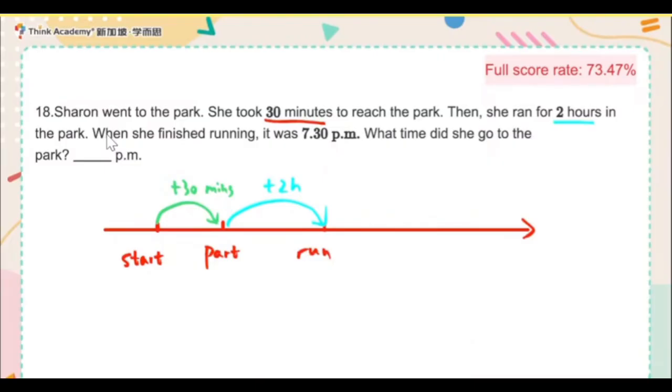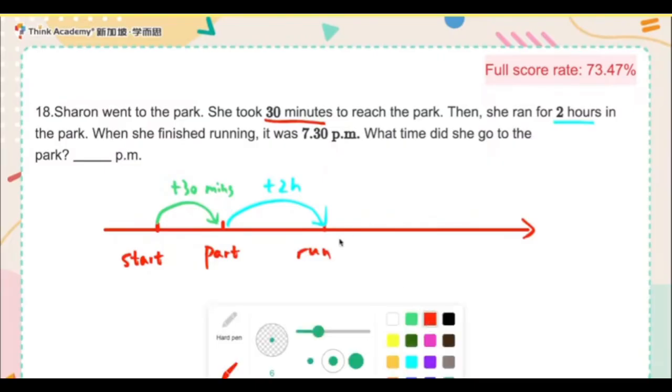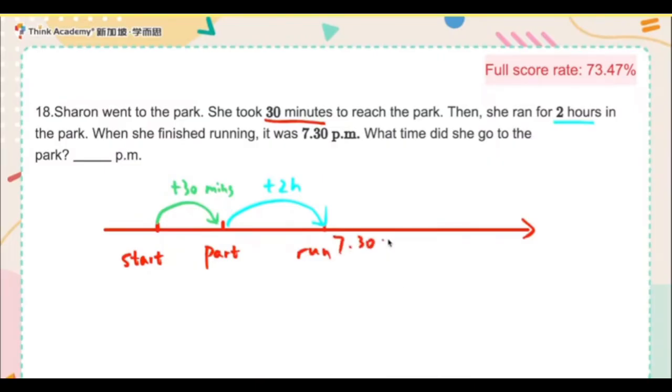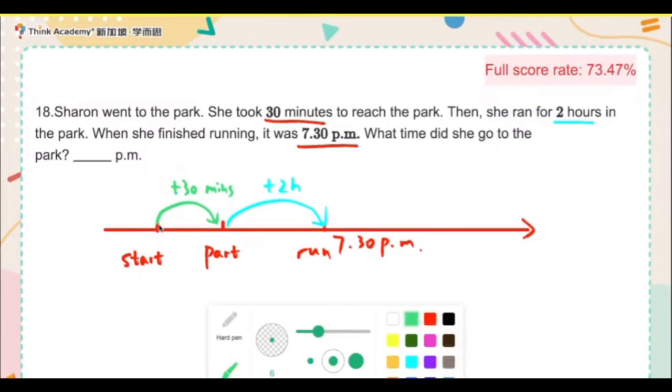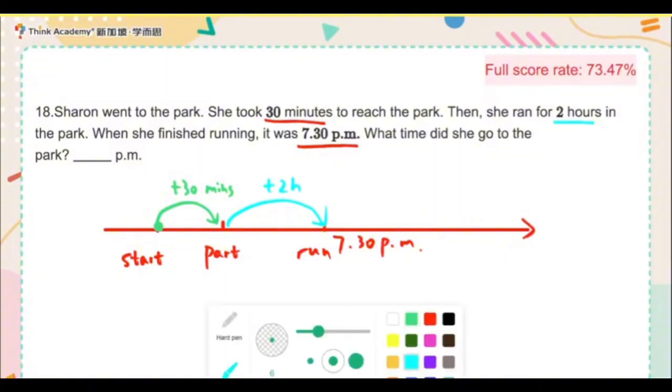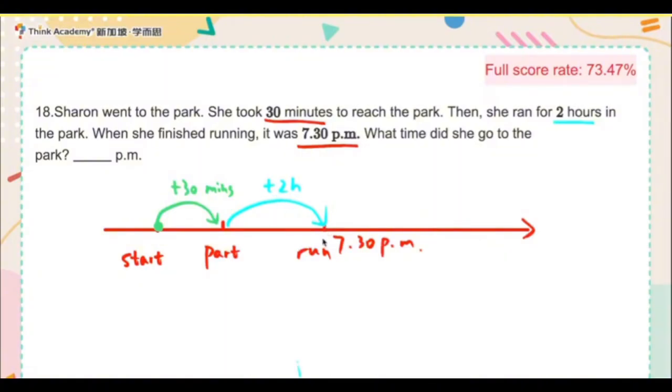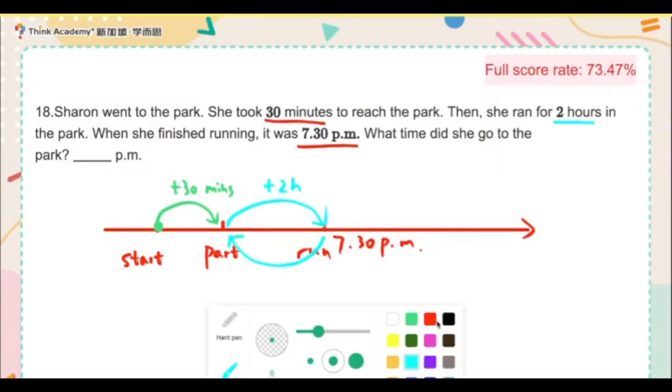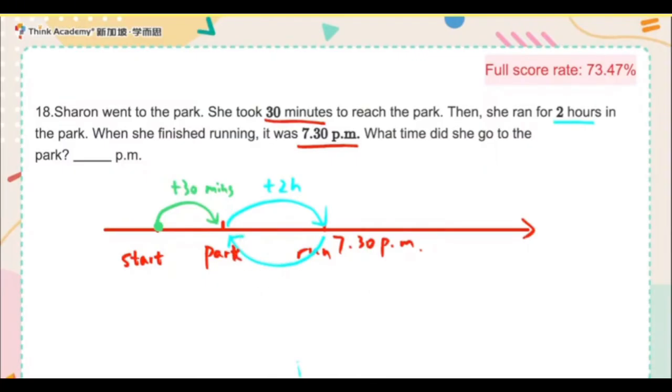Okay, then she finished running. When she finished running, it was 7:30 p.m. What time did she go to the park? So our task is just to see what is the time for the start, right? Okay, so this time let's go back. Just now we say she runs 2 hours, right? Oh, sorry, this is not part. So we can see 2 hours earlier, we just minus 2 hours, right?